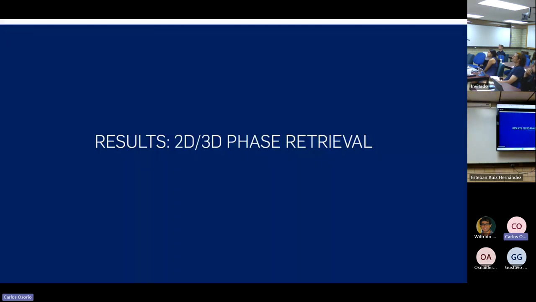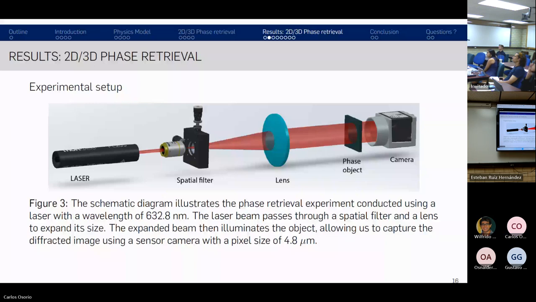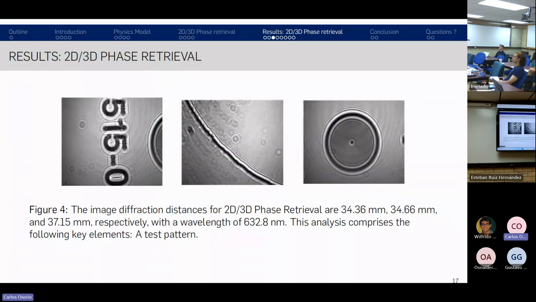In the experiment phase, the configuration uses a laser emitter in the red wavelength. The laser beam is directed through a spatial filter and a lens to modify its dimension. The enlarged laser beam is directed onto larger objects to enable acquisition of the diffraction image using a sensor camera with the pixel information. This captured information allows distance capture, using the developed model and physics, for the reconstruction. Okay, in the lab, the imaging diffraction distance is used for the 2D and 3D phase retrieval reconstruction.